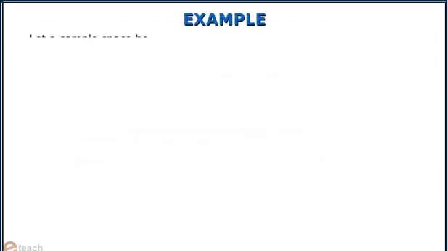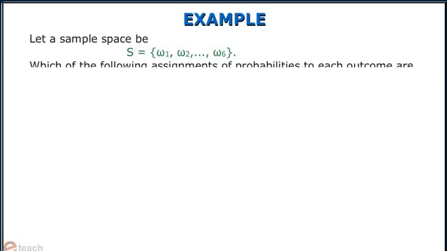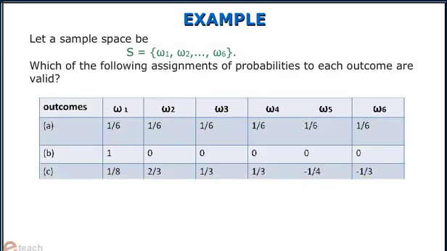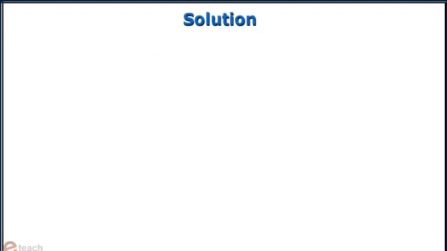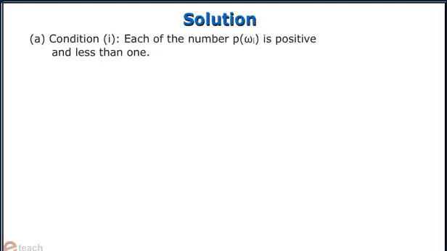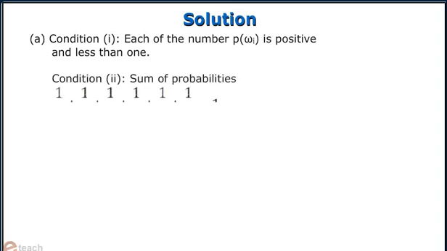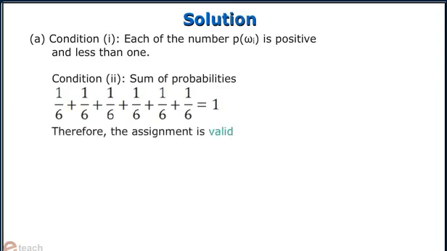Example: let a sample space be S containing omega 1, omega 2 up to omega 6. Which of the following assignments of probabilities to each outcome are valid? It is shown in the table. Solution: Condition 1. Each probability of omega i is positive and less than 1. Condition 2. The sum of all the probabilities, that is, adding 1 by 6 six times, we get 1. Therefore, the assignment is valid.